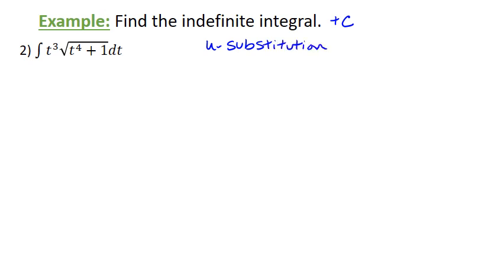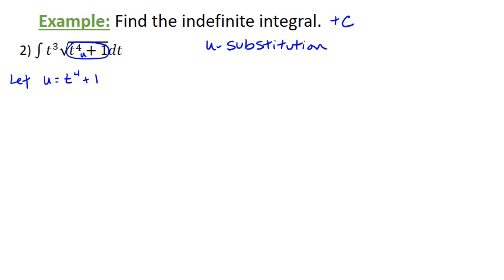Now, I want to use a u substitution because if I let u be this radicand, the derivative of that is somewhere else in the integrand. That's always what I'm looking for. Generally speaking, we will let u be the radicand. So u in this case is equal to t to the 4th plus 1. So we are going to let u be t to the 4th plus 1. I think it's helpful to label this as u.